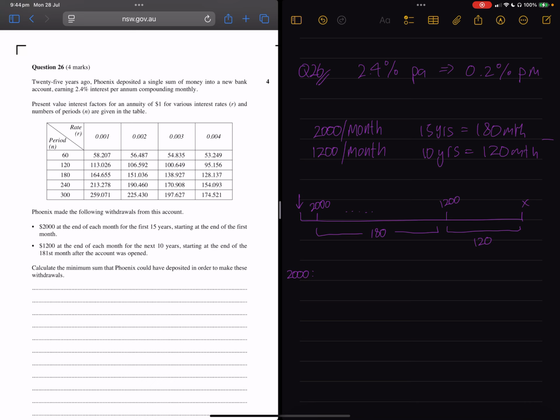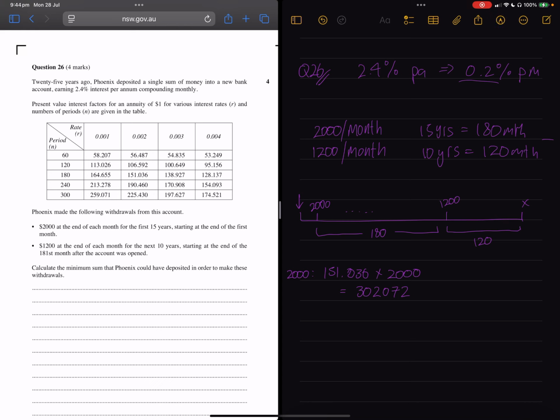If we think about the first 180, these are the $2,000 withdrawals. We can use the table straight away to work out how much he needs to deposit to get 180 withdrawals. We look for the period 180, interest rate 0.2%, so that's 0.002, 180, that's 151.036. That's how much you'd need to deposit to get $1 withdrawals. Multiply that by 2,000, and 151.036 times 2,000 is 302,072.